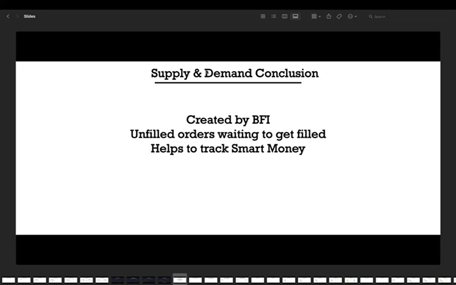In most cases, on supply and demand zones, we have a lot of unfilled orders waiting to get filled. A lot of traders are putting limit orders on those zones and waiting until the price hits them and they execute their limit orders. And also it helps to track smart money action.